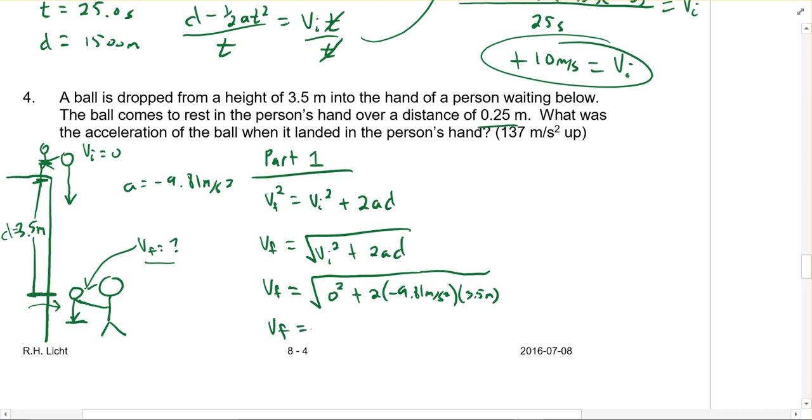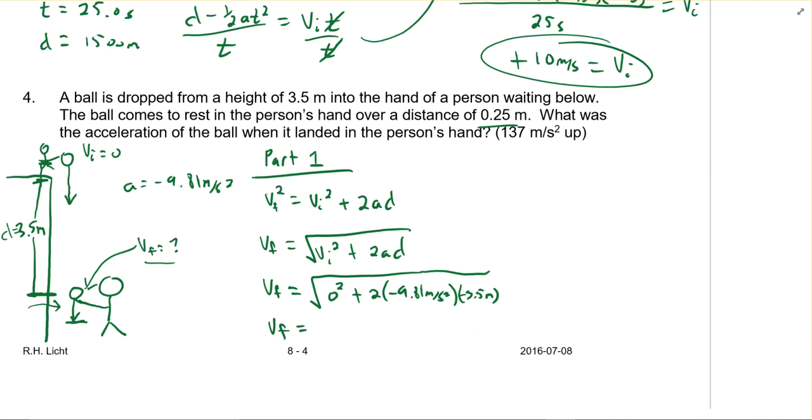So VF is going to be equal to, oh, and I made a little mistake. This should be negative 3.5 meters. You know how I caught myself on that? Because I've got negative 9.8, and I would have went 2 times negative 9.8 times 3.5, and I would have had a negative symbol underneath the square root. That's never going to happen. If you get that, that means you made a mistake. So that was the mistake there, because now I'm going to have a negative times a negative. I'm going to have a positive.